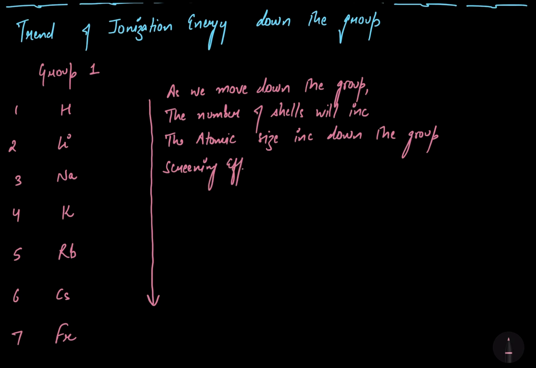The screening effect is increasing down the group, thereby the effective nuclear charge will decrease. That's why the atomic size increases down the group.